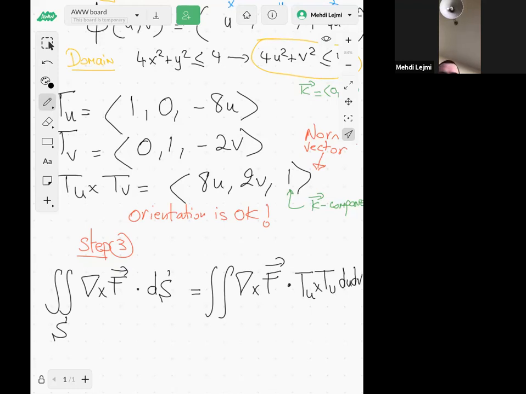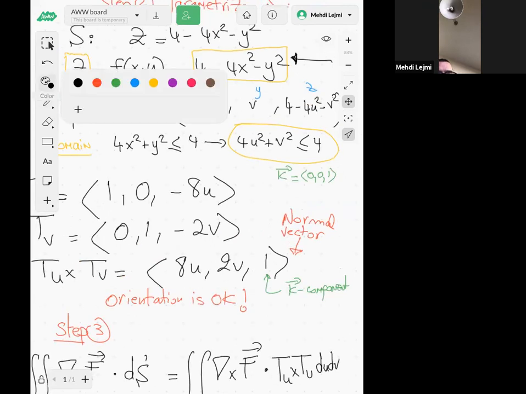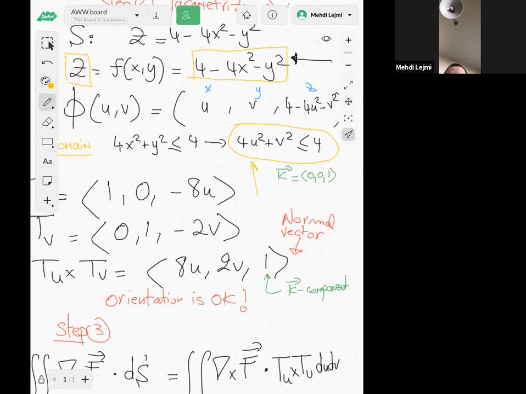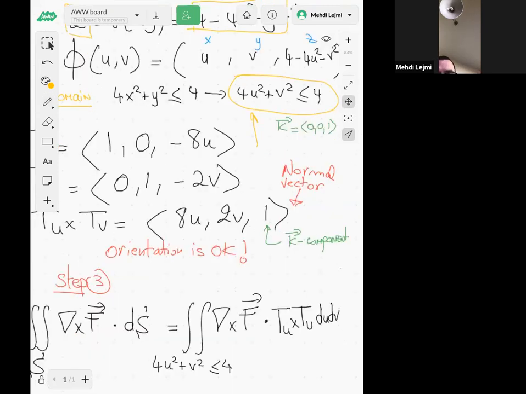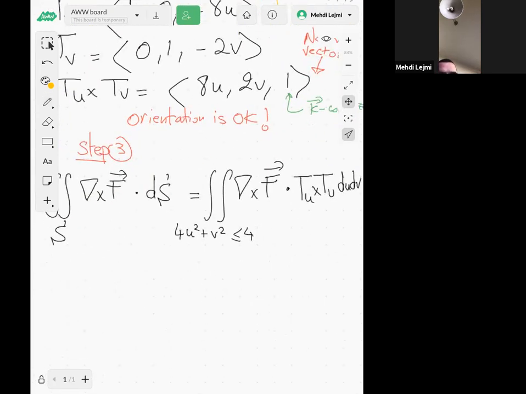All right. What's the domain? Domain here, so 4u squared plus v squared must be less or equal to 4, right? That's the domain. Remember the domain here? We said 4u squared plus v squared less than 4. That's the domain. All right, so let's see.